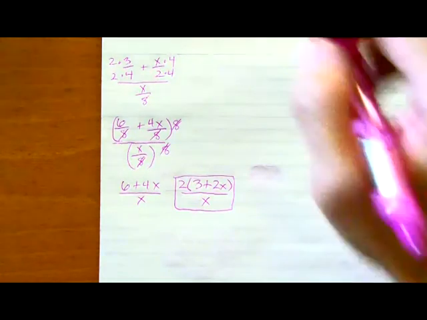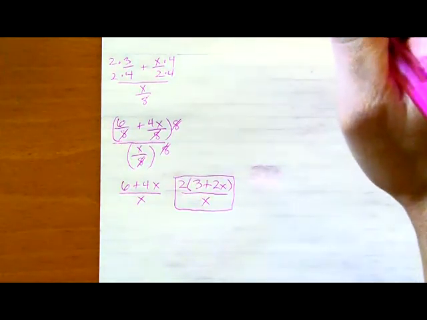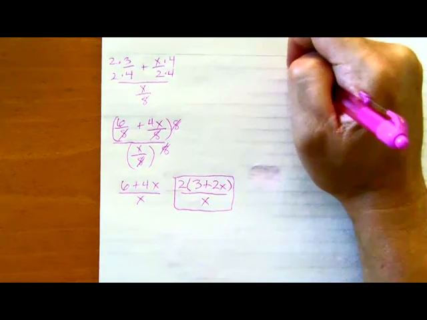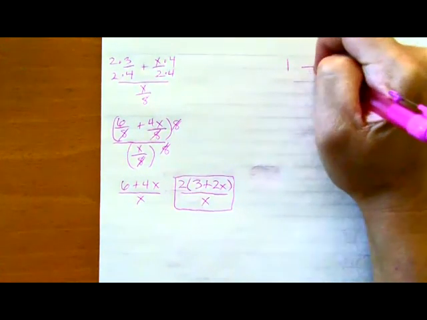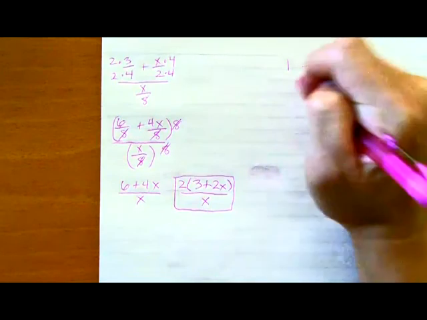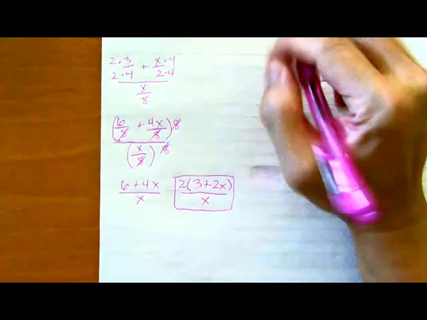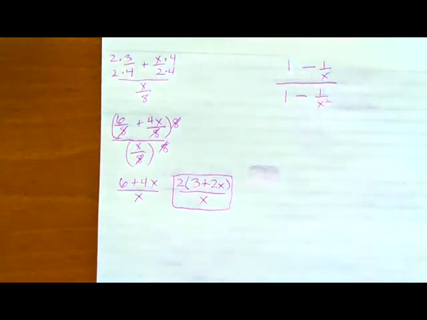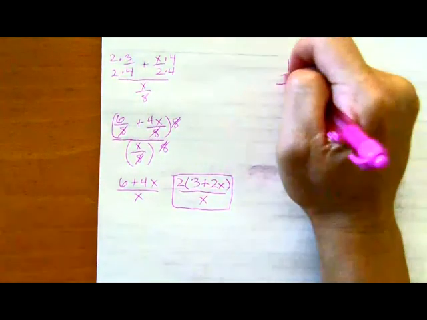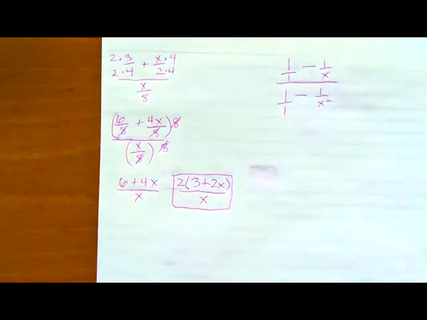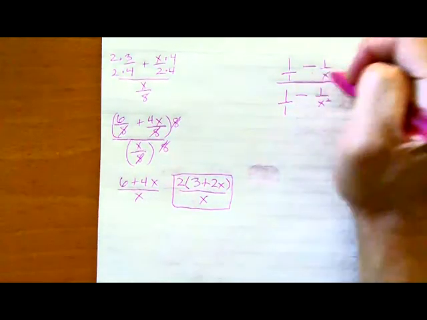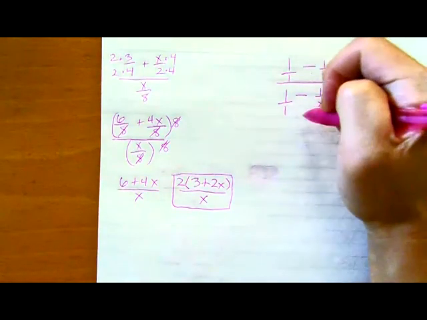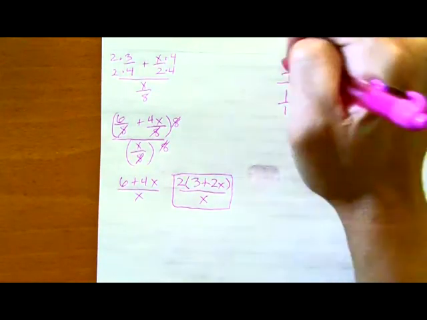A little more challenging. 1 minus 1 over x, over 1 minus 1 over x to the second. Need to get all the denominators to match. If it helps, this is over 1. Common denominator for everything: x squared. If I can just get all the denominators to be x to the second, we'll be fine.